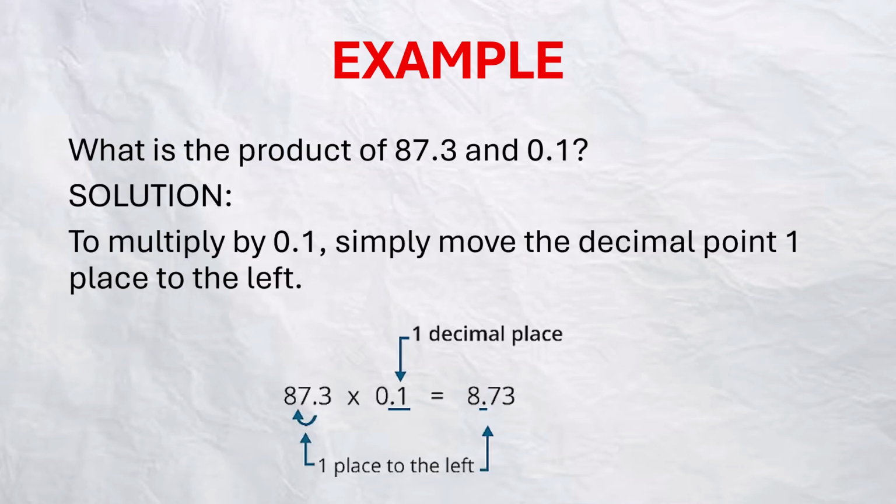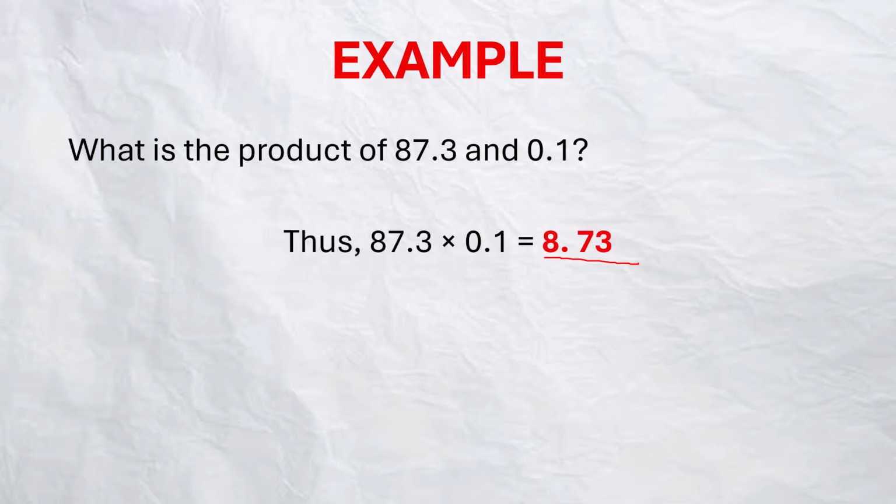Next, what's the product of 87.3 and 0.1? For our solution, to multiply by 0.1, we simply move the decimal point one place to the left. It's to the left because our factor is 0.1, and it is only one place to the left because there's only one decimal place for 0.1. So if we have 87.3, we move this decimal point one time to the left. So our final answer now is 8.73.